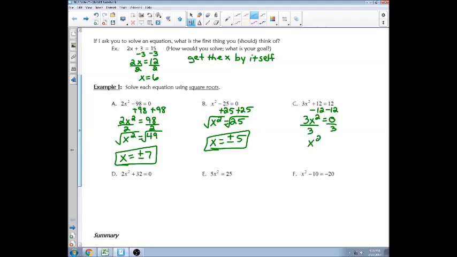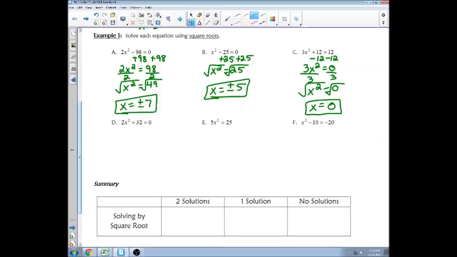That would give me x squared is equal to 0. Take the square root. 0 is not a positive or negative number, so in this case, I'm only going to get one answer, and that would be 0. Okay? On to part D. I have 2x squared plus 32 equals 0, so I need to subtract my 32. 2x squared is equal to negative 32, so I want to divide by my 2.